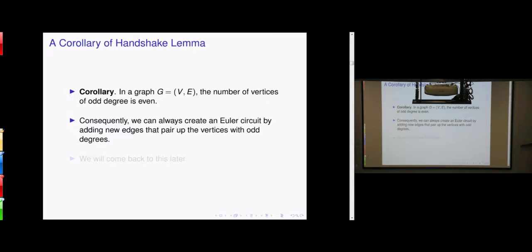Okay. So then it tells us you can always create an Euler circuit by joining pairs of vertices with odd degrees, because there are an even number of them. So you add one edge, fix 2 of them, just keep adding. So you reduce the number of vertices with odd degrees. So you can do this, and we'll see an application in a moment.